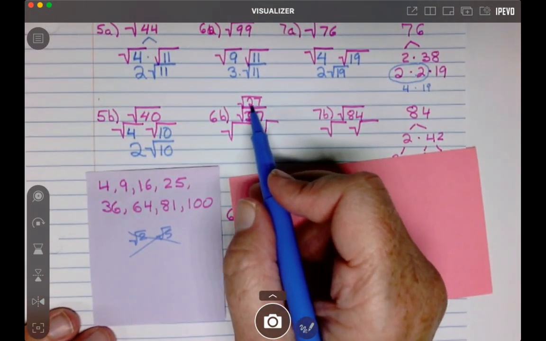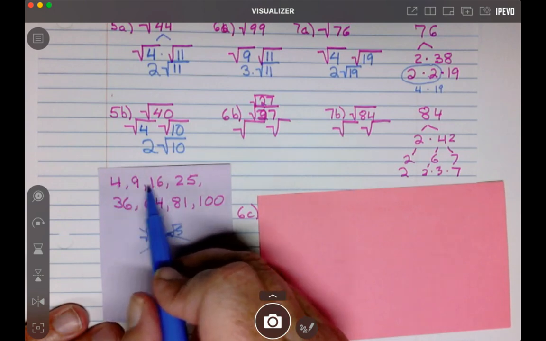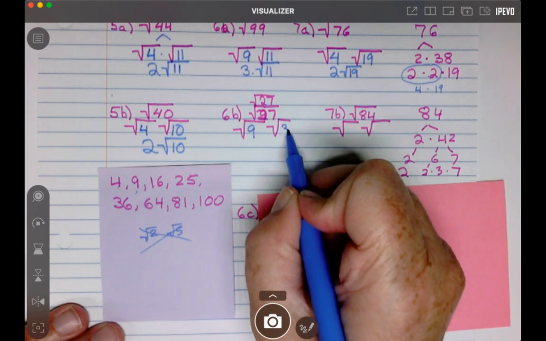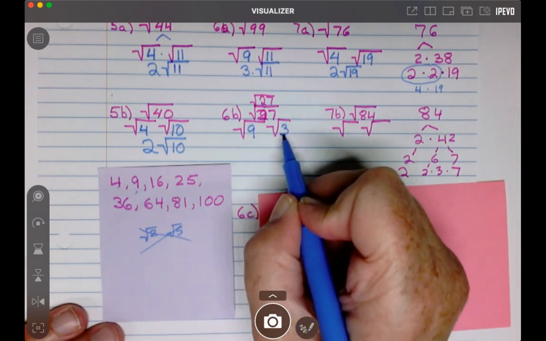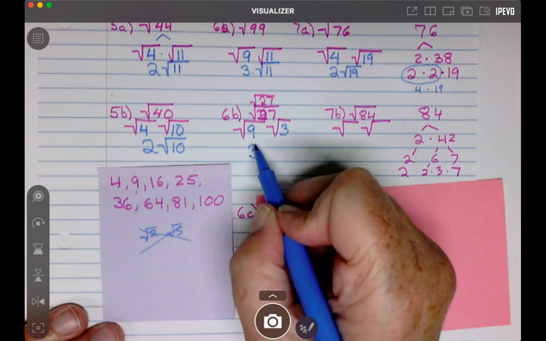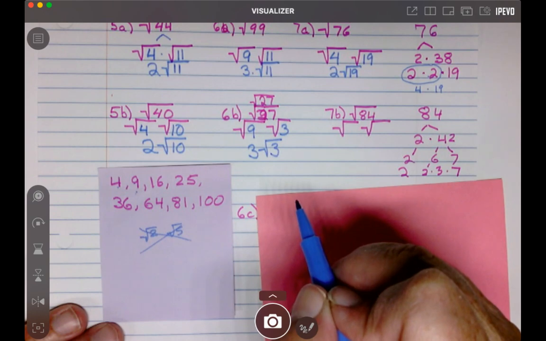6b, sorry, I butchered this a little bit. It should have been square root of 27. So we look at this list, and yeah, 9 is a factor of 27. In fact, it's 9 times 3. So I have square root of 9 times square root of 3. Well, the square root of 9 is the integer 3. And the square root of 3 is an irrational number, and it just stays like that.